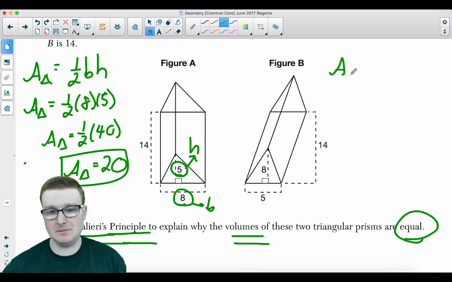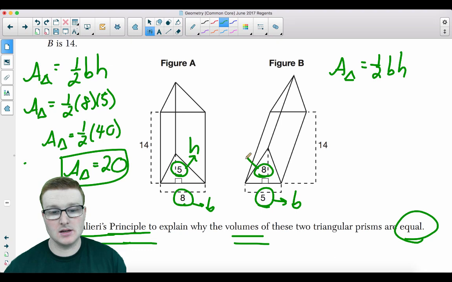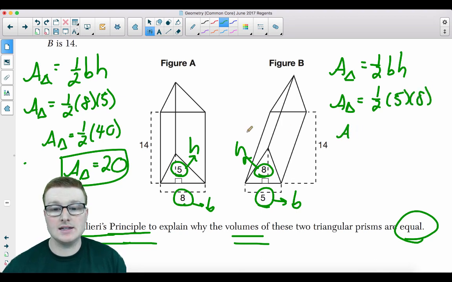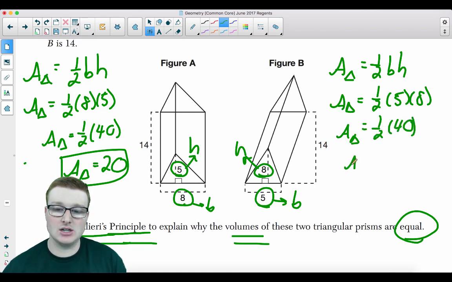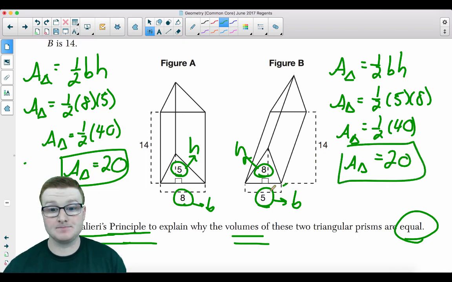Let's figure out figure B. The area of the triangle is still 1/2 base times the height. It's still a triangle. In this case, the 5 is the base. The height is your 8. The area of the triangle is equal to 1/2 times 5 times 8. As you can see, it's the exact same thing, it's just swapped. And by the way, multiplication is commutative, so the answer does not change even if the order is switched. So the area is still 20.